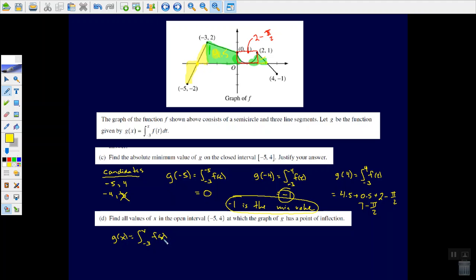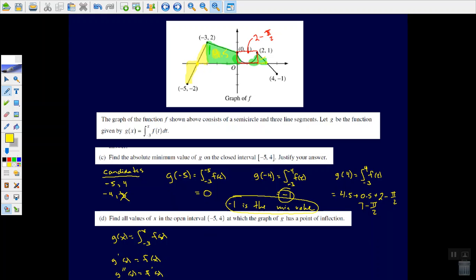That's G of x, okay? We figured out that G prime is the same as f of x. Now for inflection points, you have to know that inflection points are found using the second derivative of your function. So we need G double prime. And guys, that would be then the derivative of f.